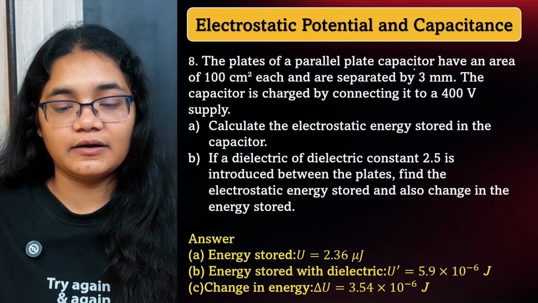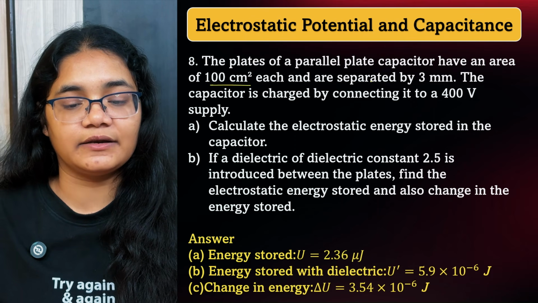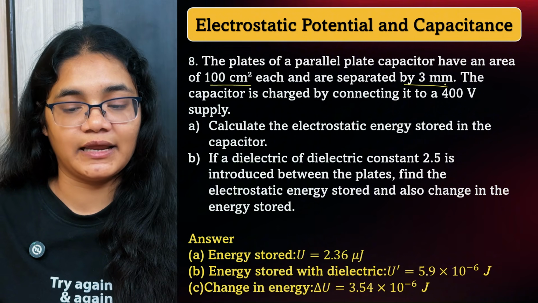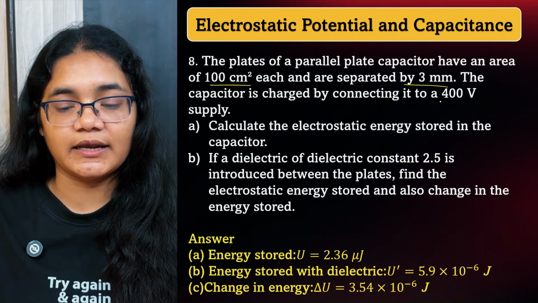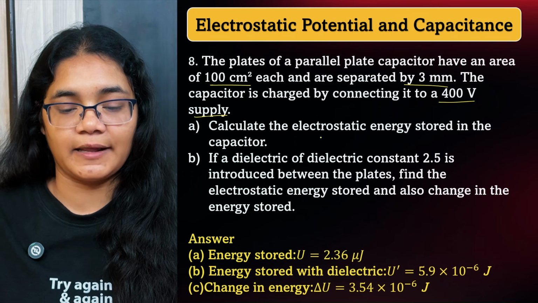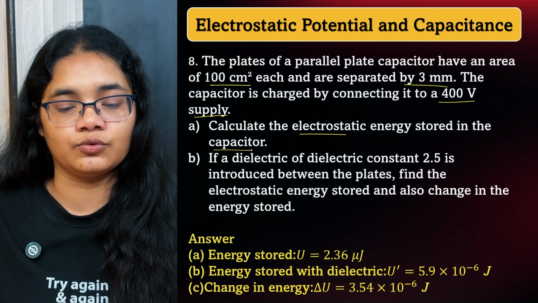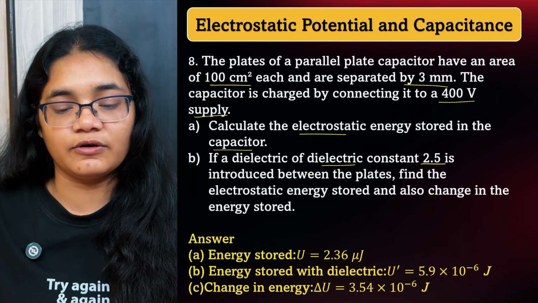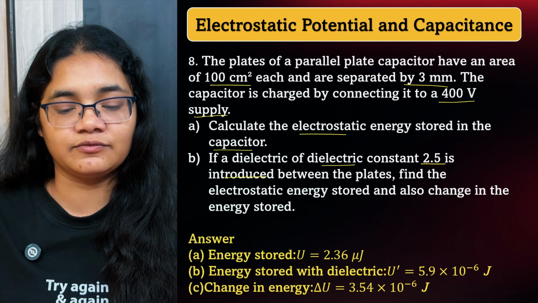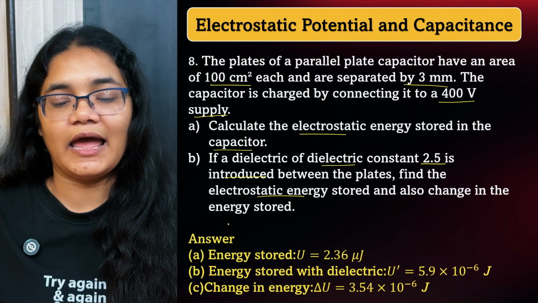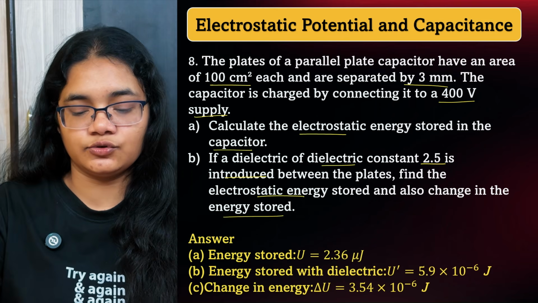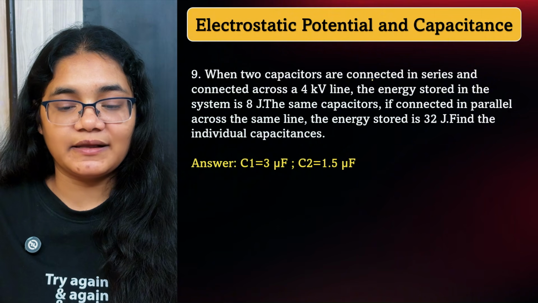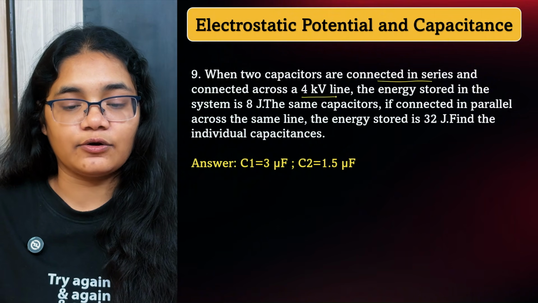The plates of a parallel plate capacitor have an area of 100 centimeters square each and are separated by 3 mm. The capacitor is charged by connecting it to a 400 volt supply. Now calculate the electrostatic energy stored in the capacitor. If a dielectric of constant 2.5 is introduced between the two plates, find the electrostatic energy stored and also the change in the energy stored.